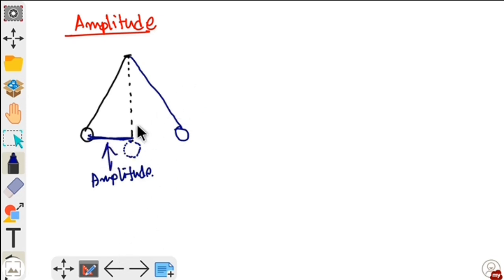Understood? In this way also, suppose this is O, this is A, and this is B. So AO is the amplitude. You obviously notice one thing, that AO is equal to OB because both are equal. AO is equal to OB. So AO or OB can be said as amplitude.